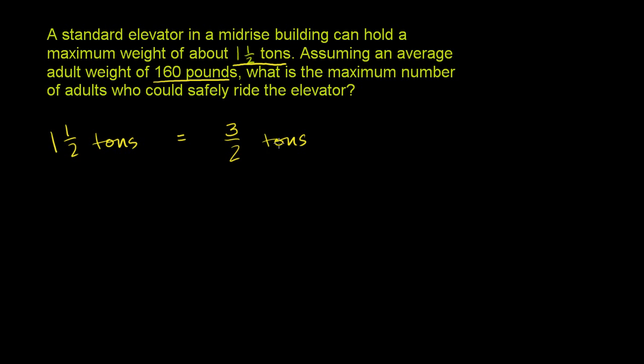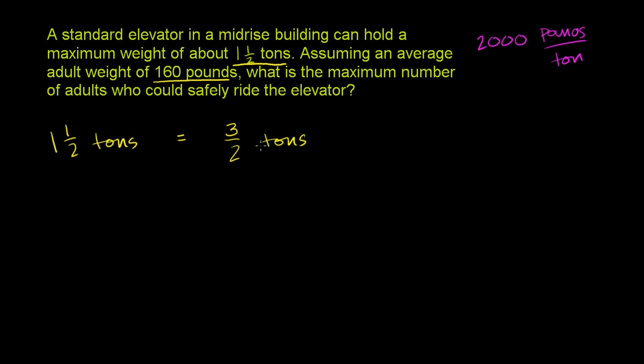Let's think about how many pounds that is. And to do that, we have to know that there are 2,000 pounds per ton. Let me write this up here. We know that there are 2,000 pounds per ton. This wasn't given in the problem anywhere. This is something I knew from past experience. And it's a good thing to know in general that a ton is 2,000 pounds. So I'm going to write it right over here.